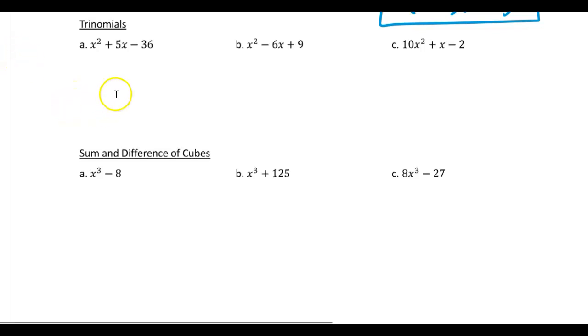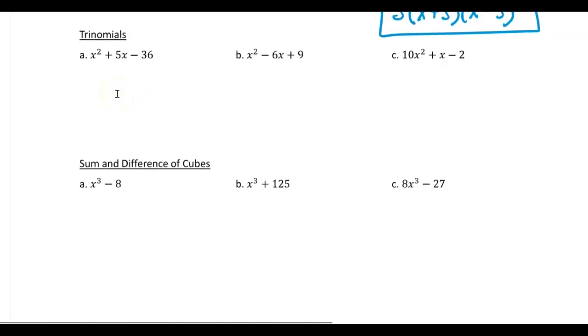Okay, so this video is factoring trinomials. A trinomial means it has three terms. So that's the definition of a trinomial. So like x squared is a term, 5x is a term, minus 36 is a term. So this is a trinomial.